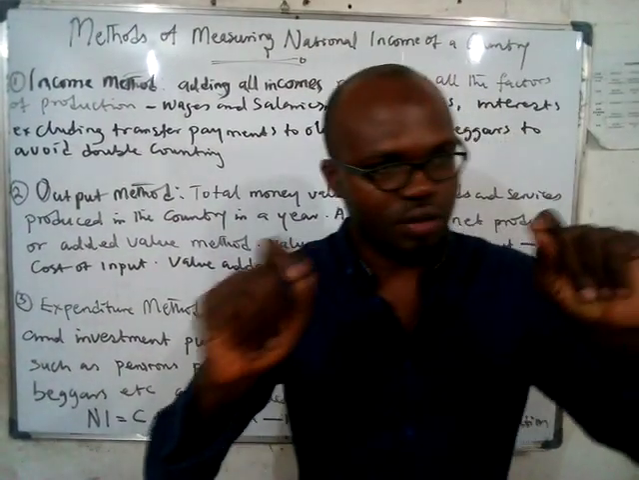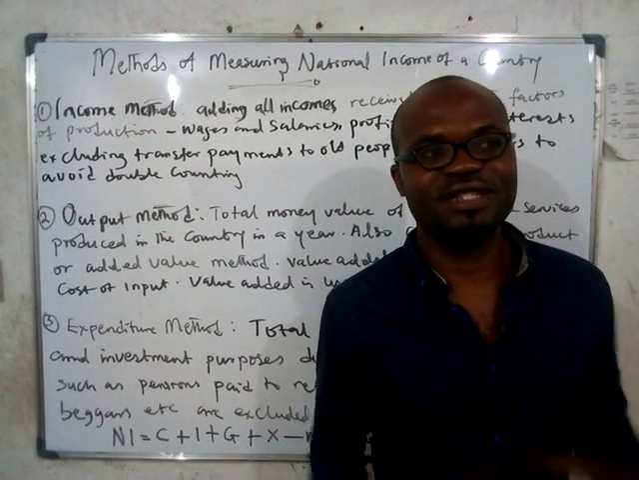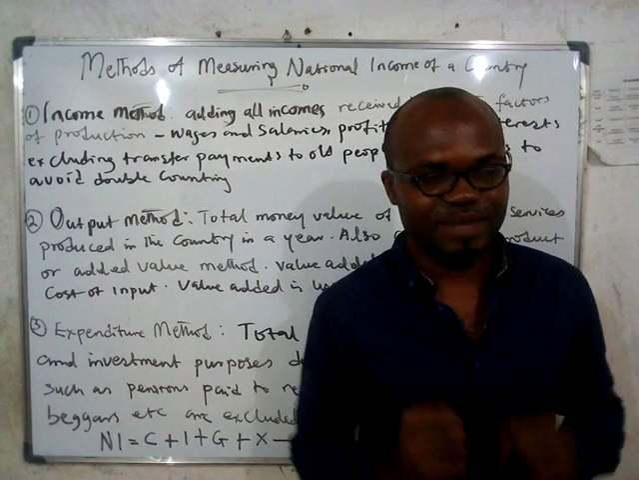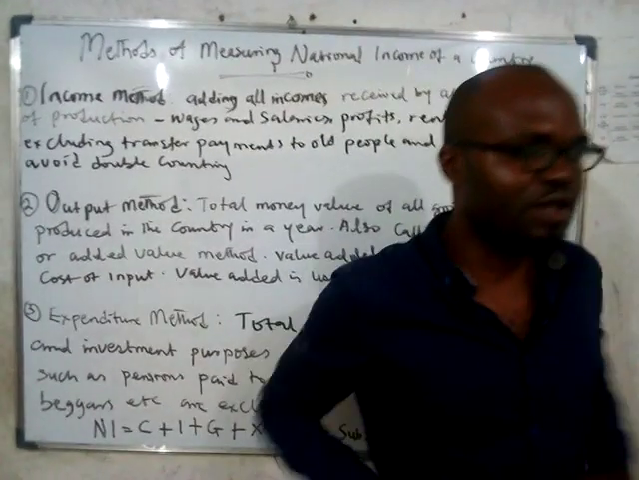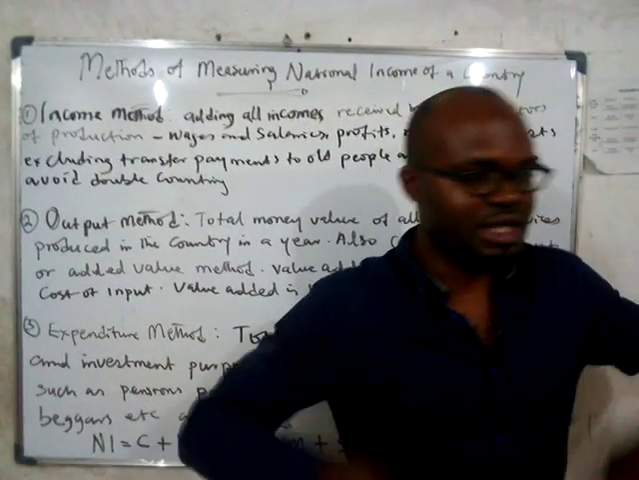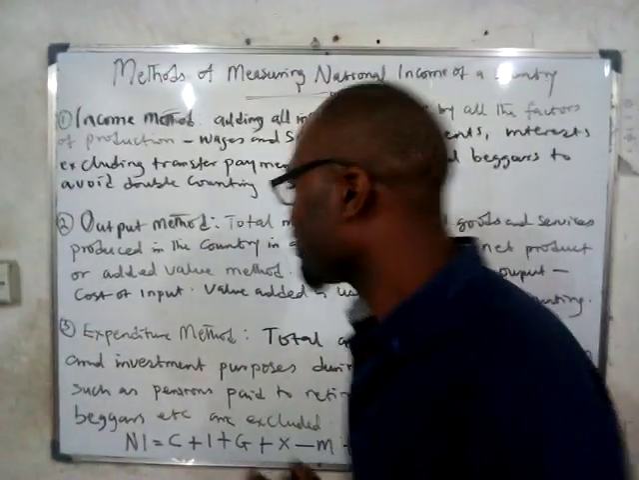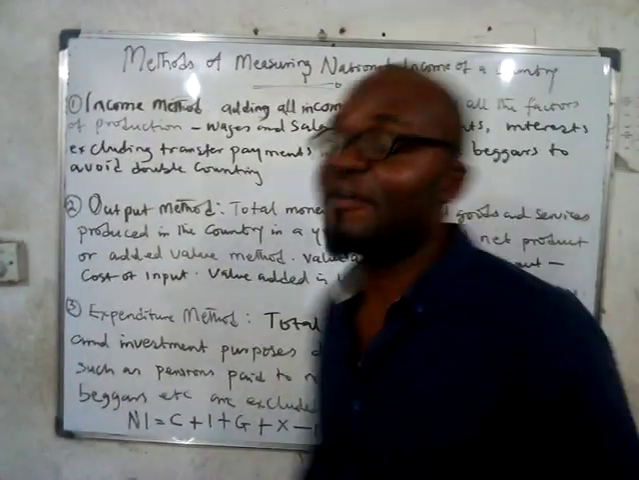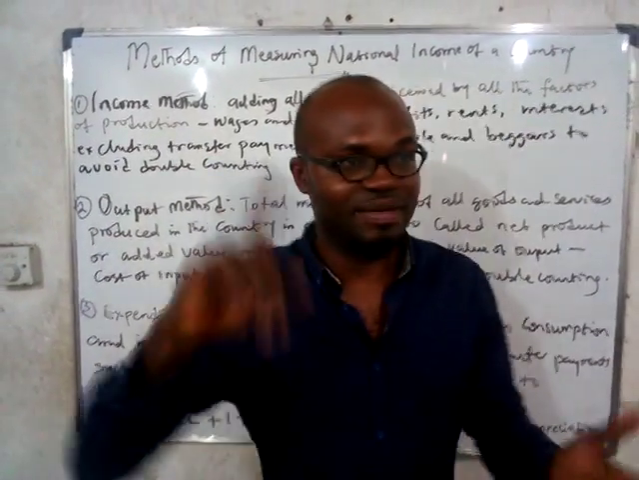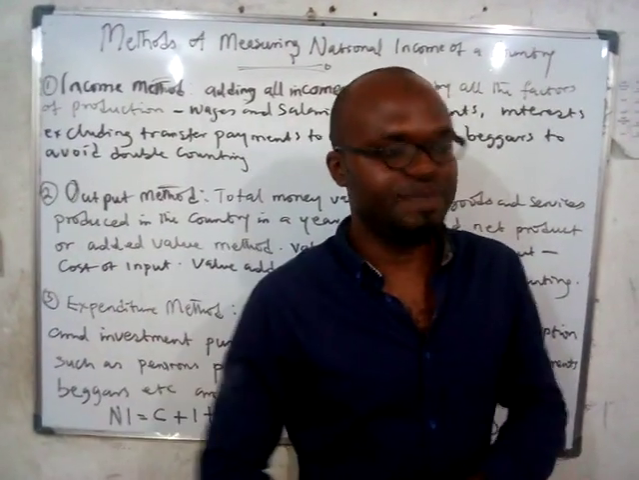Double counting is one of the difficulties in measuring national income. So to avoid it, make sure you don't add up money that you dash out to loved ones, to beggars, or give to your old parents at home. So when you're asked what are the methods of measuring national income, what are you going to tell them? Income method, output method, and expenditure method.